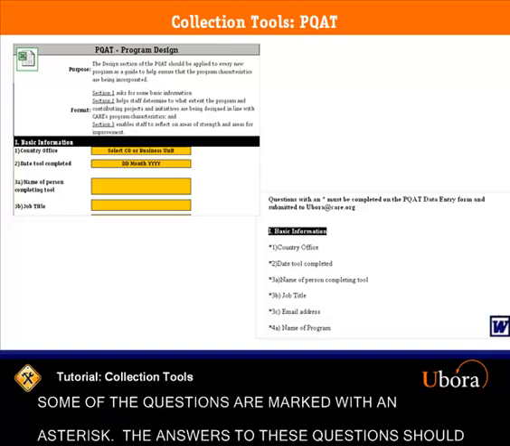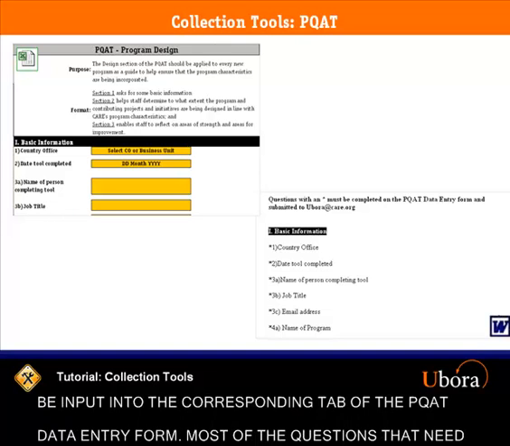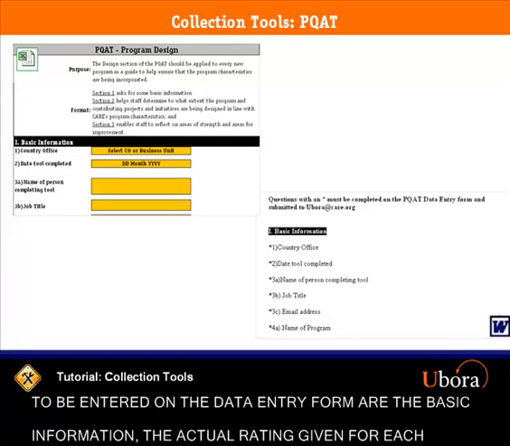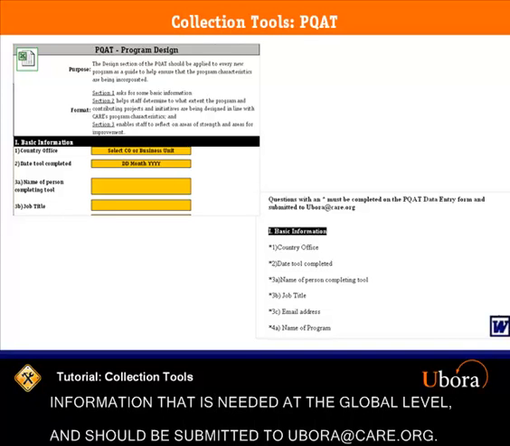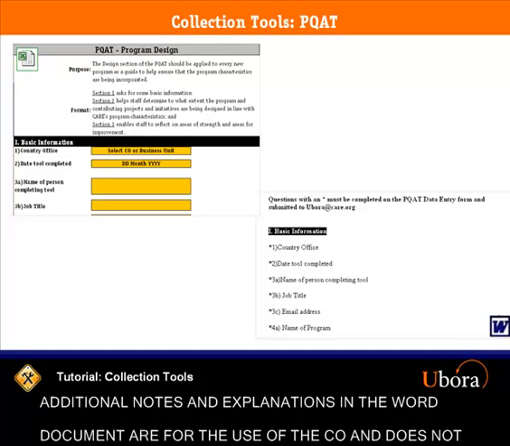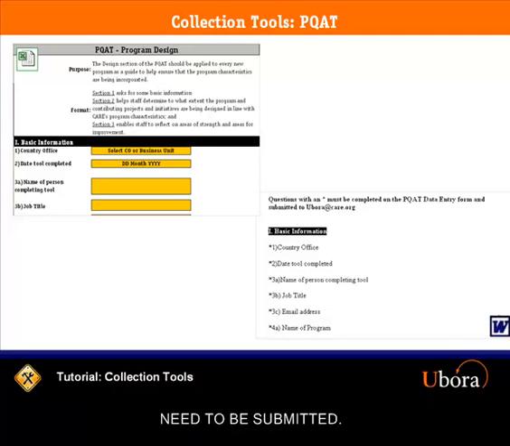Some of the questions are marked with an asterisk. The answer to these questions should be input into the corresponding tab of the PQAT data entry form. Most of the questions that need to be entered on the data entry form are basic information, the actual rating given for each question, and a brief summary of why the team gave the rating. This data entry form is the only information that is needed at the global level and should be submitted to ubora@care.org. Additional notes and explanations in the Word document are for the use of the CO and does not need to be submitted.